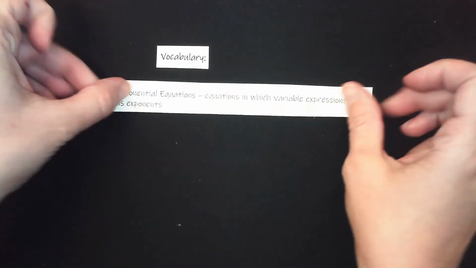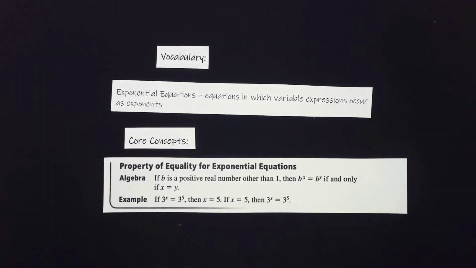And that is, what are exponential equations? They are equations in which variable expressions occur as exponents. Okay? So that means I have something and it has a power that has a variable in it. So that leads us to our core concepts. The property of equality for exponential equations.